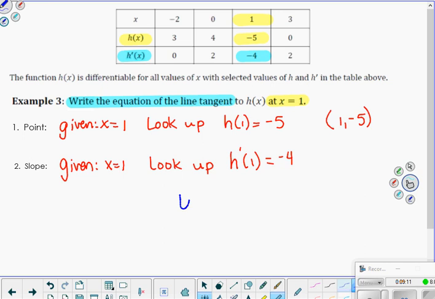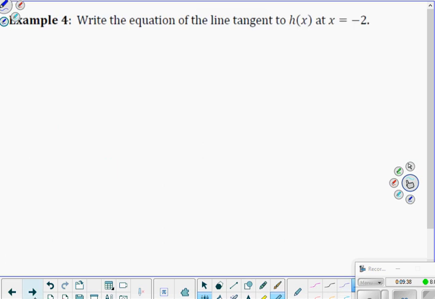Now go in and write your equation. See if you can write it, pause, and then come back in. There's the equation of the tangent line. A y value of -5, so that created a plus, an x value of 1, that created x minus 1, and then our slope of -4. Getting the hang of these?